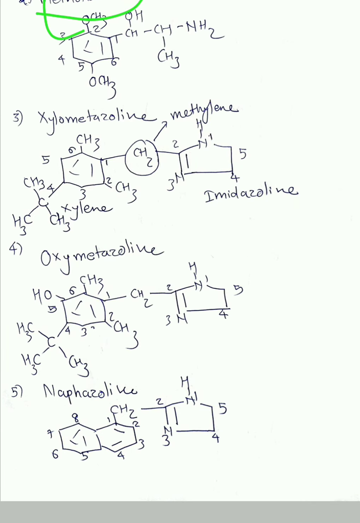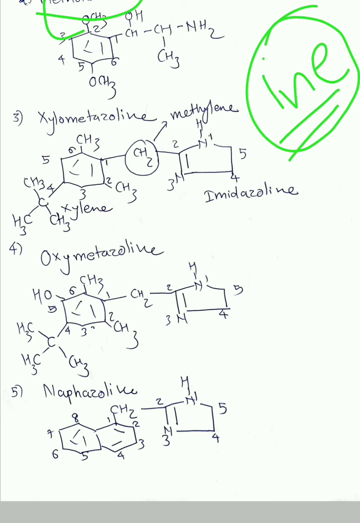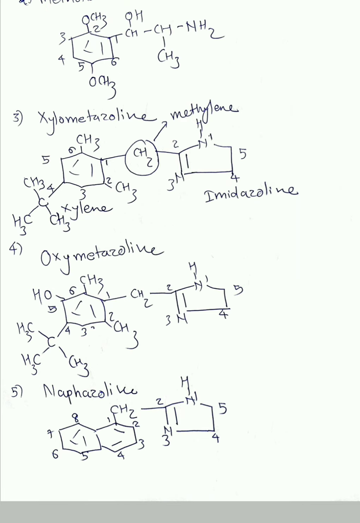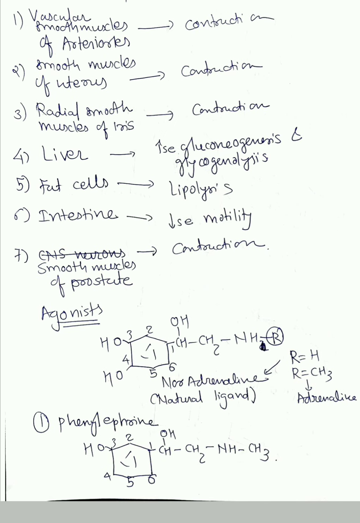Next structure, methoxamine. Now this also doesn't end with zoline, as I said, but it ends with INE. So you can also remember it that way. Alpha 1 agonist means zoline series or INE series. Okay, in this case let's see what the difference is. We'll keep this structure in mind.